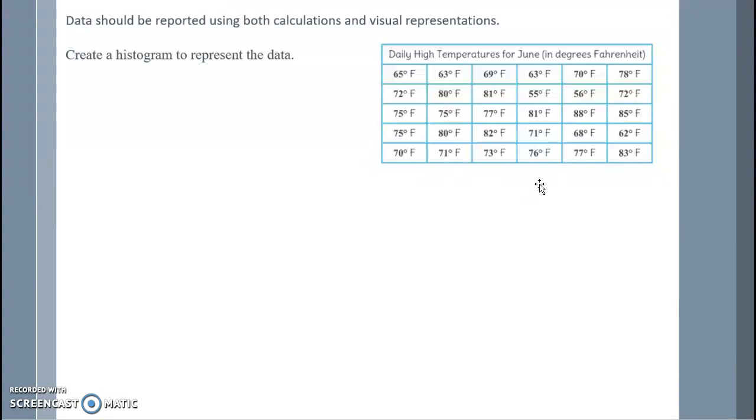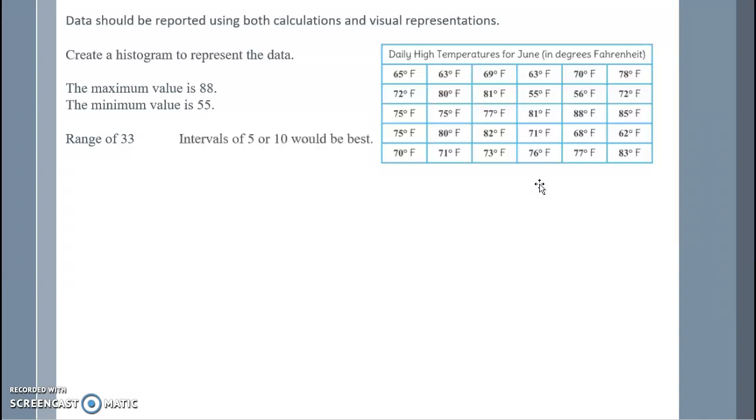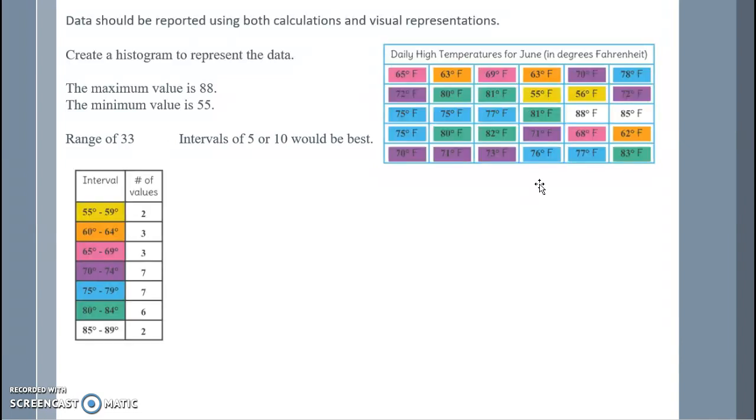Create a histogram to represent the data of the daily high temperatures for June in degrees Fahrenheit. We need to know some information before we can decide how we're going to label our data. So the maximum value is 88 by looking at the table, and the minimum is 55. Our range is 33. Let's create intervals of 5 or 10. I'm going to go with 5 just because the smaller the better.